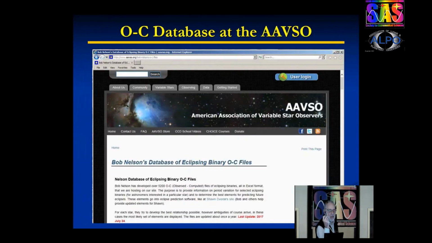We also have this database. This is where it is on the AAVSO site, if you can find it. If you can't find it, the search up here will find it. I think that's what you should be using. I'm not sure. I'm probably not going to maintain this anymore. I think I want a better site. I don't know where it will be, but whatever.